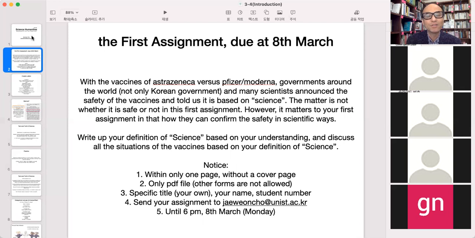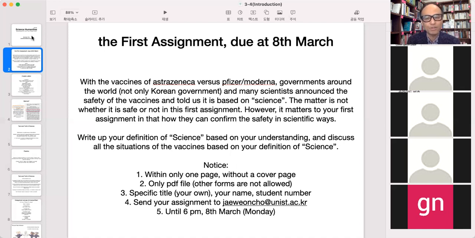I'm not arguing against their insistence with respect to some kind of fact and scientific truth in many different ways, but I'd like to discuss this example in class with respect to scientific fact versus philosophical fact and philosophical truth. So that's the main topic of today's class. I'm not arguing against governments around the world that are doing their best to fight COVID and protect people, including the Korean government.